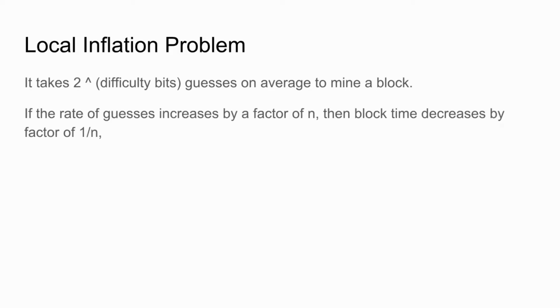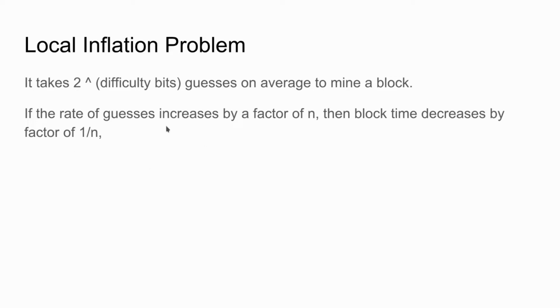If the rate of guesses increases by a factor of n, so guesses are happening n times faster, meaning there are n times more guesses in a unit time than there were previously, then the block time, the time it takes to mine a block on average, decreases by a factor of 1 over n. So they're inversely related. If you increase the rate of guessing, then block time goes down, and that makes sense, right?